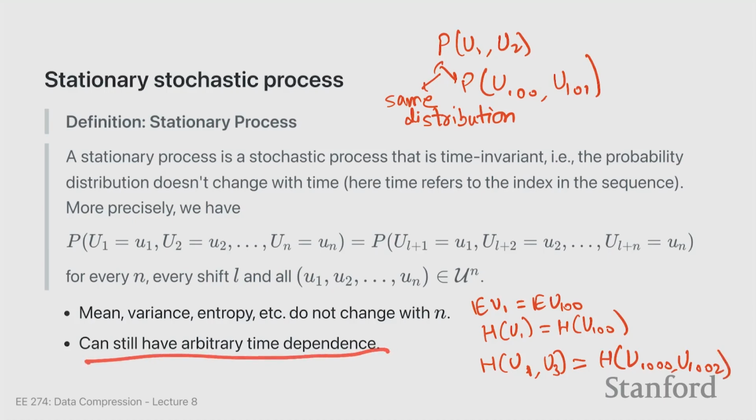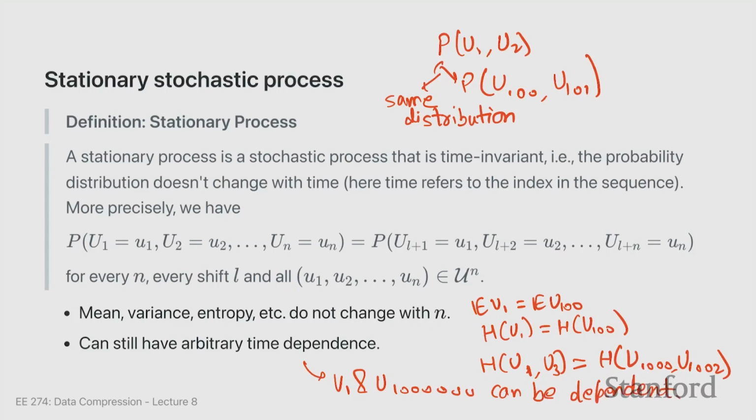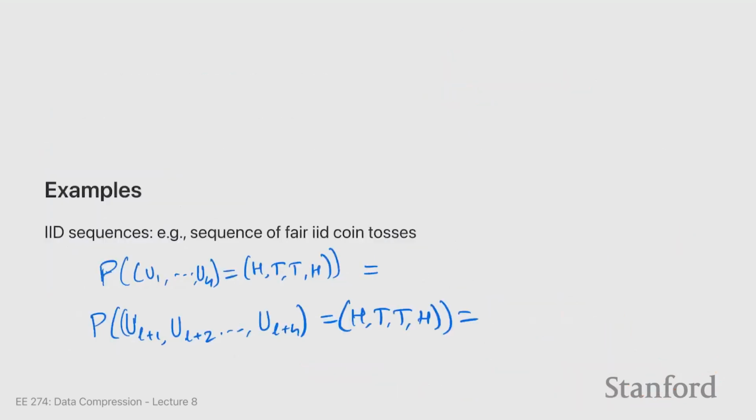And even these stationary distributions are not necessarily very simple. They can have arbitrary time dependence. In particular, U1 and U1 billion can be dependent. It's not like they have to be independent. You can have very far-reaching dependence. Okay, we will keep moving on. We'll look at examples. You never really need to deal with a fully general stationary process. So we'll get more and more specific as time goes on. Okay. Any questions so far?